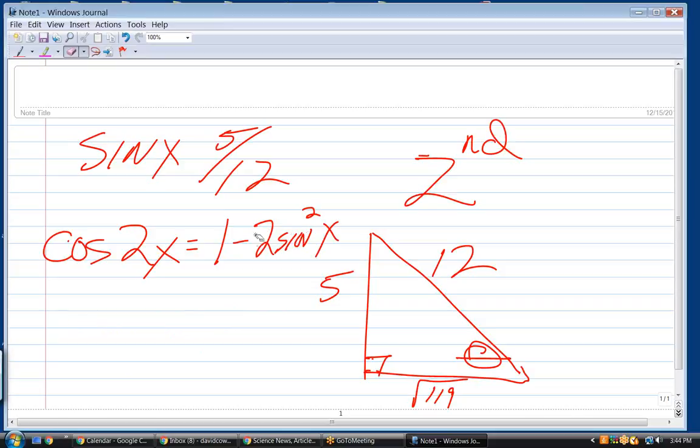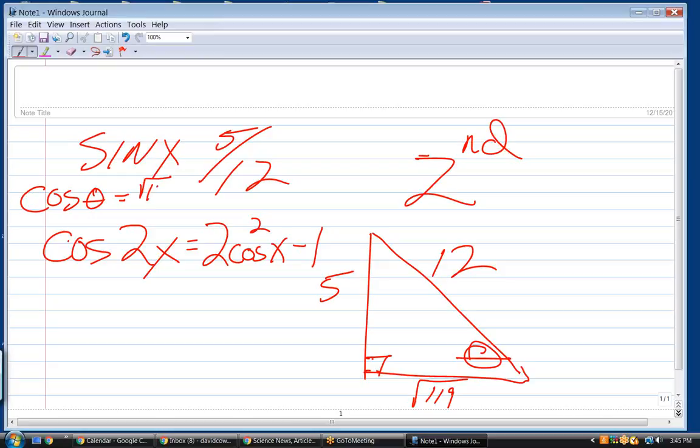The other 2 identities are cosine squared minus sine squared. Yes. And 2 cosine squared minus 1? Yes. Let's try 2 cosine squared minus 1. Okay. I'm not sure why the other one didn't work. I must have made a mistake somewhere. What's cosine of theta? Root 119 over 12. Plus or minus?